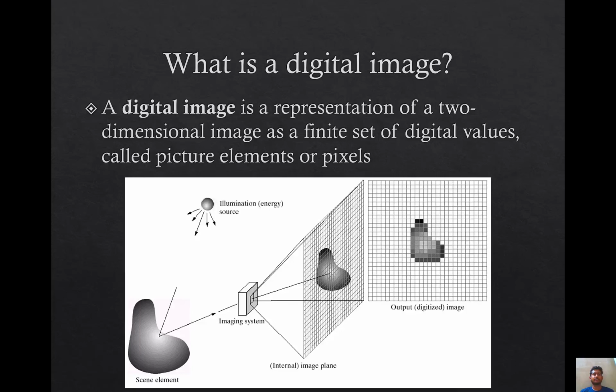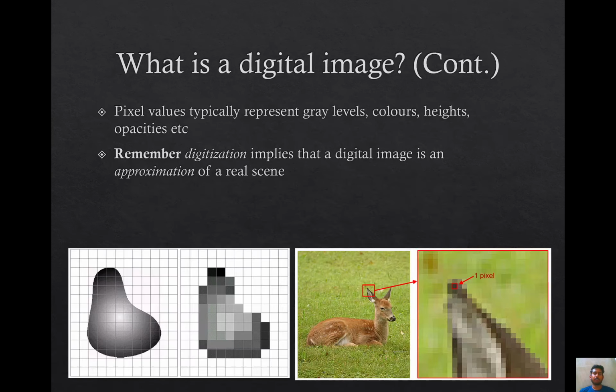Let's see, what is a digital image? A digital image is a representation of a two-dimensional image as a finite set of digital values called picture elements or pixels. You can see in the image. Pixel values typically represent gray levels, colors, heights, opacities. Remember, digitization implies that a digital image is an approximation of a real scene.